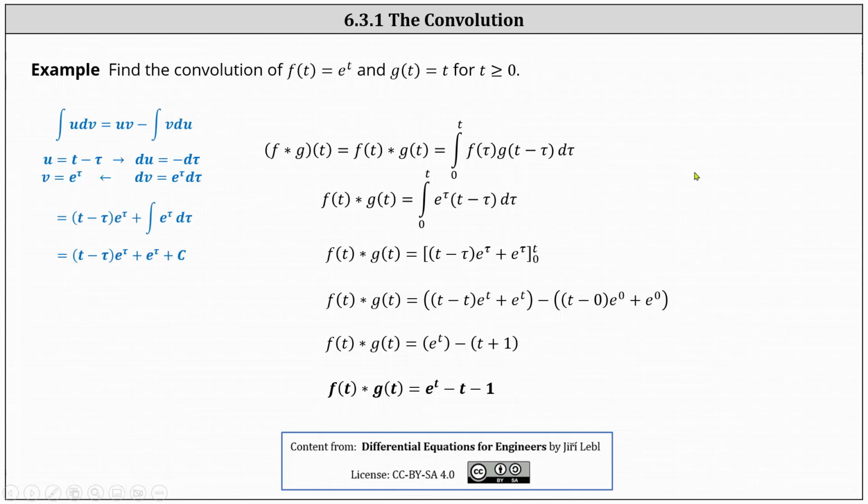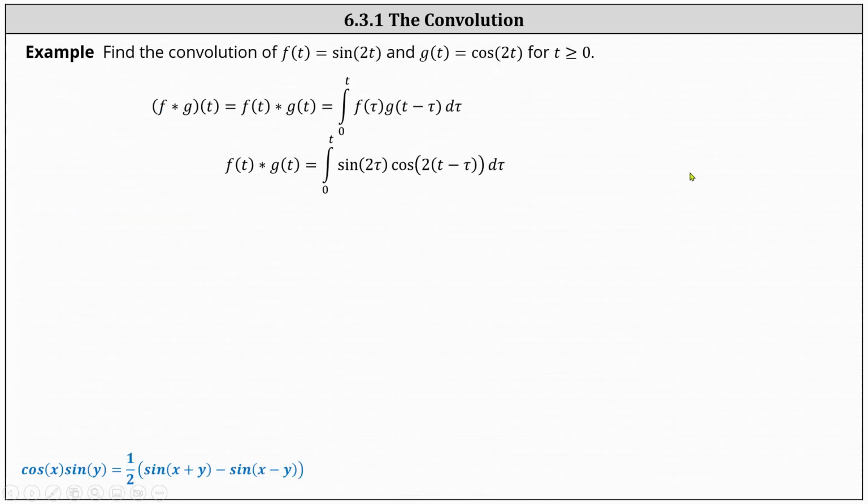Let's take a look at a second example. We're asked to find the convolution of f of t equals sine 2t and g of t equals cosine 2t for, again, t greater than or equal to 0. So again, we have our definition of the convolution of f of t and g of t. The result is the integral from 0 to t of sine 2 tau times cosine of 2 times the difference of t and tau d tau.